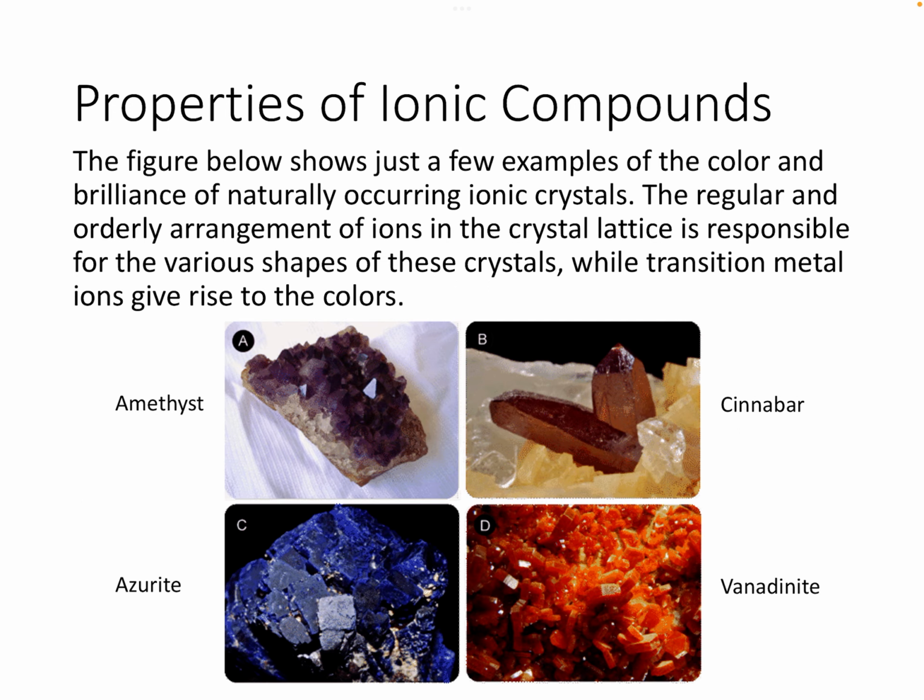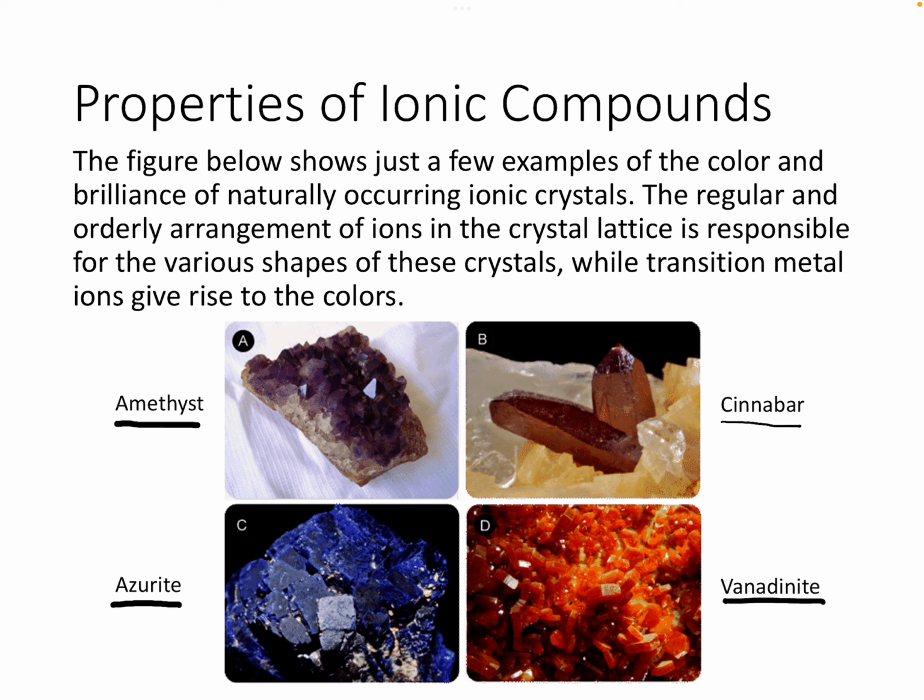So here we can actually see some crystals. These are more complex crystals than the ones we just talked about. But we have, for example, amethyst, which has a really beautiful purple color. We have cinnabar, which has kind of the same color as cinnamon, right? It's sort of a brownish color. Azurite has a blue color to it, and then vanadinite has more of an orangish color.